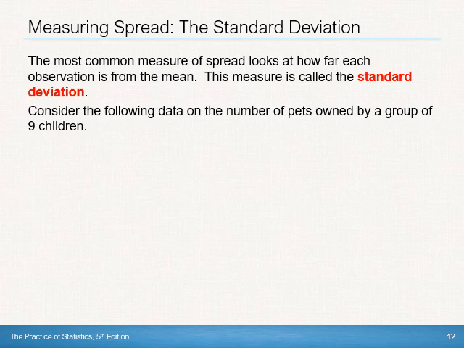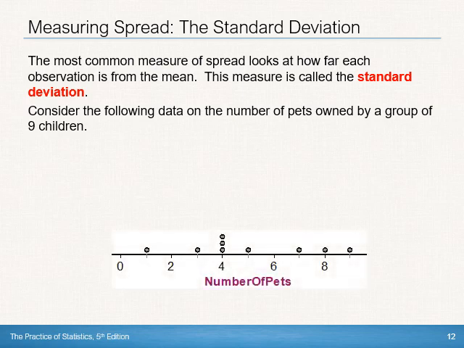So let's look: we randomly selected 9 children and asked them, how many pets do you own? One child said 1, one child said 3, 3 children said 4, one child said 5, one said 7, one said 8, and one said 9.